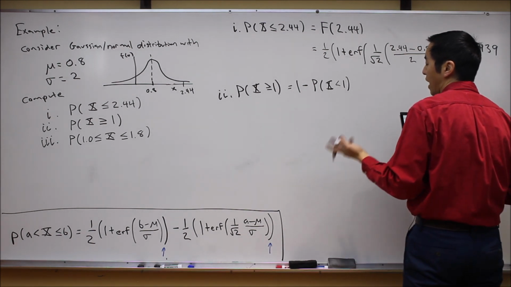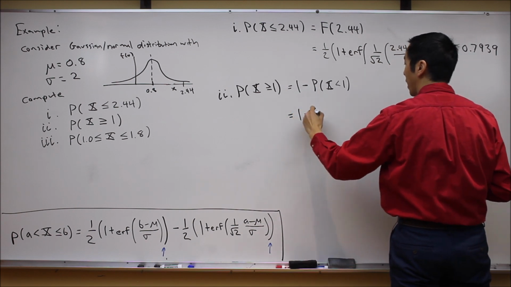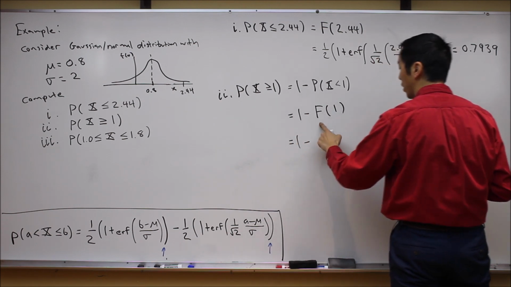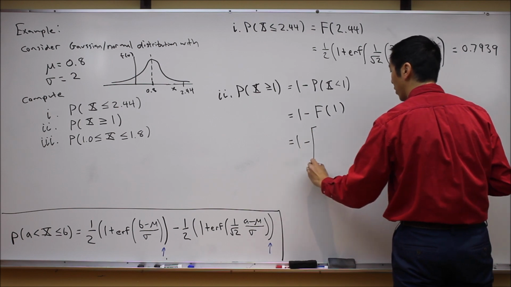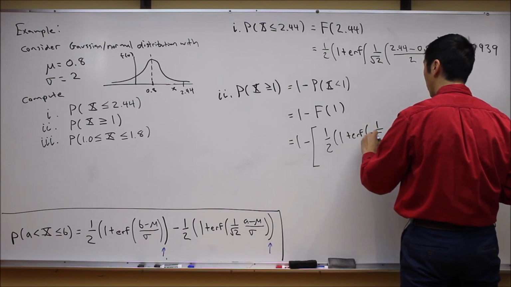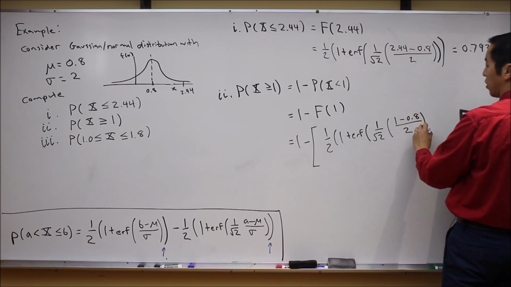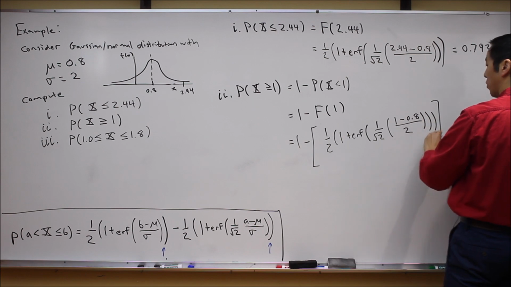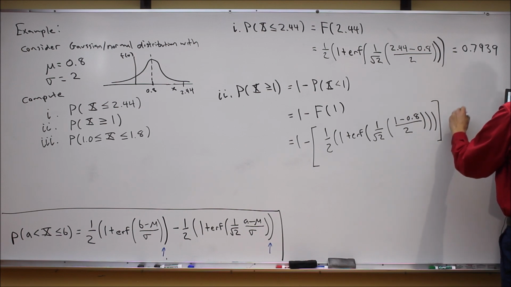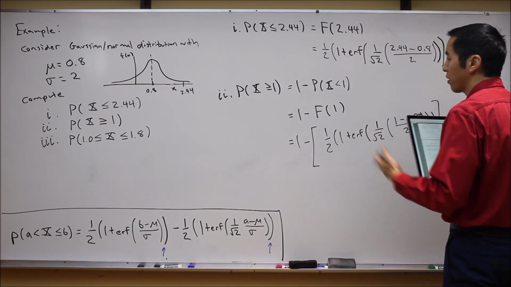And now we're back in the exact same arena we were in step 1, except I've got this 1 minus hanging out in front. This is 1 minus the cumulative distribution function of 1, which is now 1 minus, we're going to apply our theorem again, let's make this a big bracket here, 1/2 times 1 plus the error function of 1 over root 2 times 1 minus 0.8, all over 2. Close, close, close, close. Something like that. So you end up with all of this, and I think you come up with a number of 0.4602. Okay, so there's a 46% chance that the sample is larger than 1.